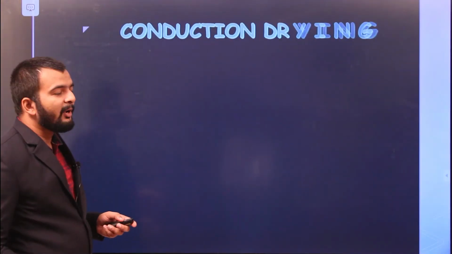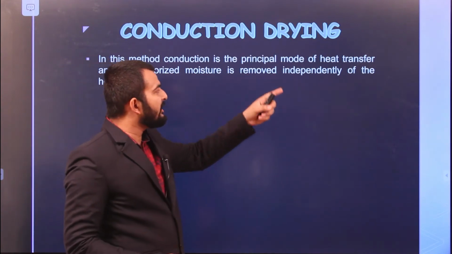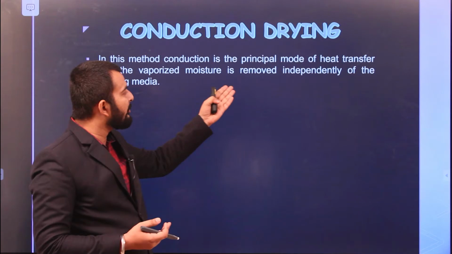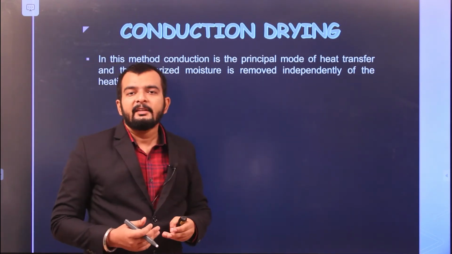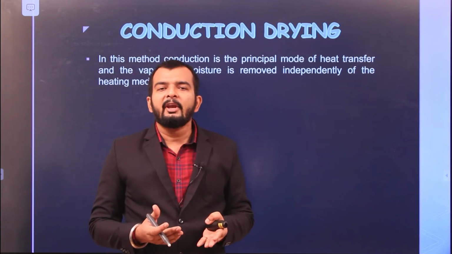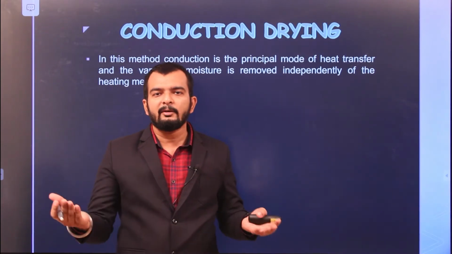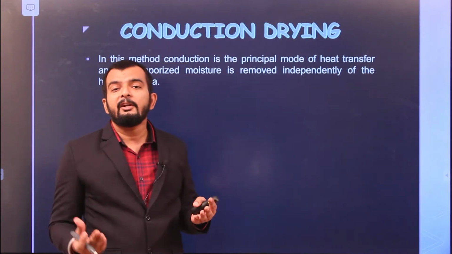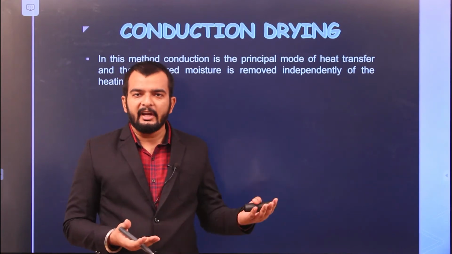First we will see conduction drying. In this method, conduction is the main principle of the mode of heat transfer, and the vaporized moisture is removed independent of the heating media. Suppose your grains come in contact with a hot surface, some hot metal plate or any other hot metal surface, irrespective of the shape. Now the heat transfer will take place from the hot metal to the grains.